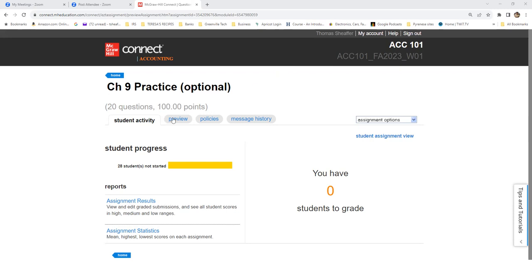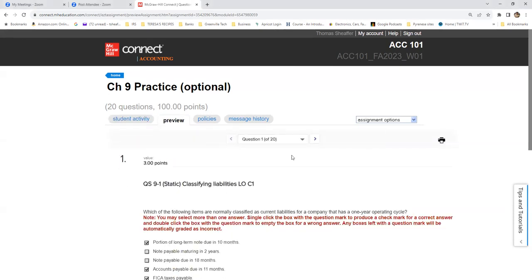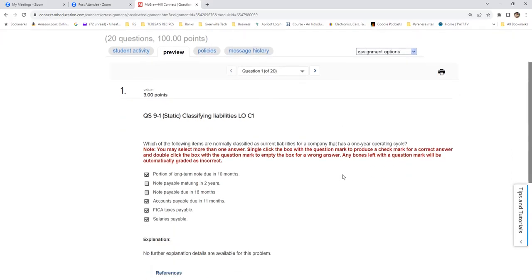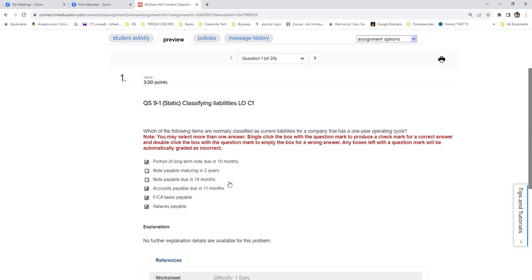So we'll start with question number 1. As you can see, you have to identify what items are normally classified as current liabilities, which have a 1 year or less operating cycle. The only two that don't fit are the note payable in 2 years and the note payable due in 18 months. All the rest are due in less than a year.